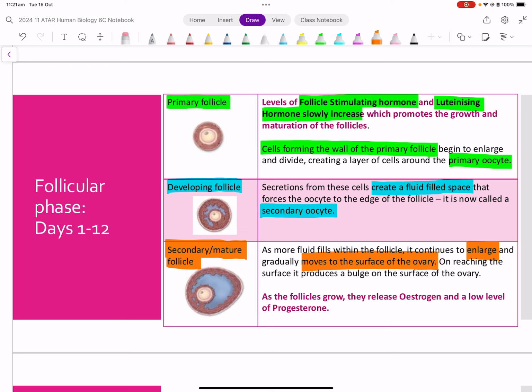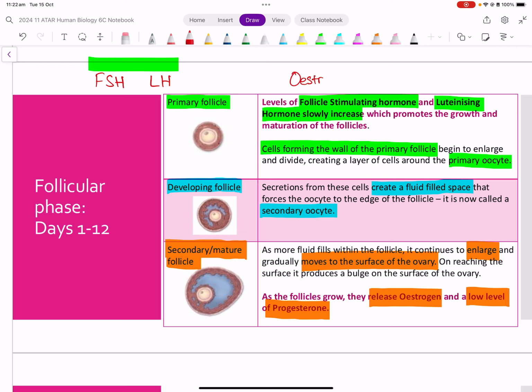And what happens is, as these follicles are growing, as they get closer to the surface of the ovary, they also release more estrogen and they release a low level of progesterone. So these are two other hormones that we've spoken about. So far in this lesson, we've spoken about FSH and LH, specifically in the primary follicle. And then later on, as we've gotten towards our secondary follicle, we've begun to speak about estrogen, and a little bit of progesterone as well. And these hormones are released by the follicles themselves.